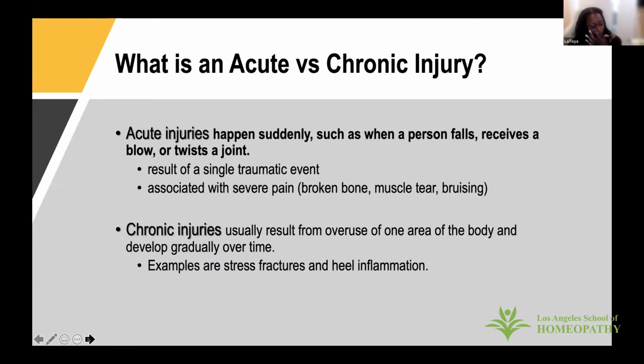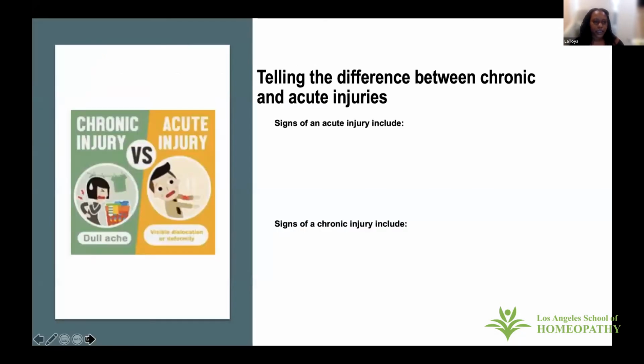So first, let's talk about what is acute versus a chronic injury. So an acute injury happens suddenly when a person falls, receives a blow or a twist, or pulls a joint or a muscle. It's usually the result of a single traumatic event. A lot of the time it's associated with severe pain, a broken bone, a muscle tear, or a bruise. Chronic injuries, on the other hand, result from overuse of one area of the body over time. A lot of the time they develop gradually, and examples include stress fractures or heel inflammation, like Achilles injuries.